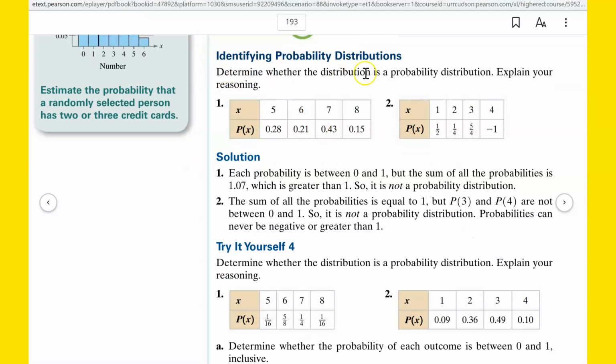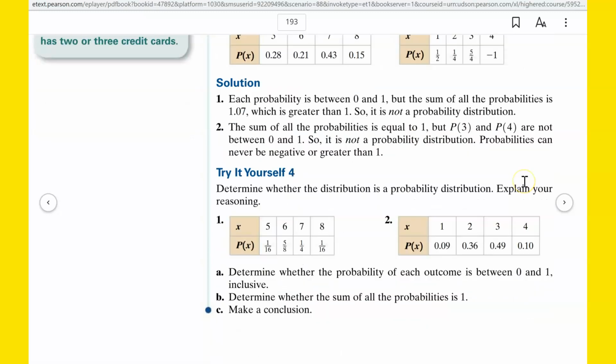Again, determine whether the distribution is a probability distribution. Explain your reasoning. All right, number 1. All of those probabilities are between 0 and 1, but they all add up to a number greater than 1, so it is not a probability distribution. Number 2. This one right here, this probability is -1. That's not between 0 and 1, so it's already not a probability distribution.